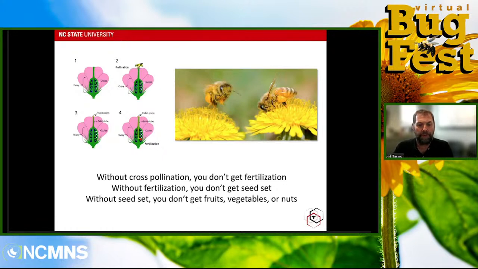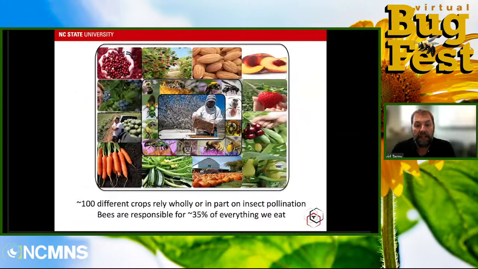So if it weren't for pollination, you wouldn't get a lot of the fruits, vegetables, and nuts and other things that are produced from that cross-pollination. About 100 different crops that are grown are either entirely or partially reliant on insect pollination to go back and forth between these blossoms to carry the pollen and therefore enable seed and fruit set. It's been estimated that bees are responsible for about a third of everything we eat.